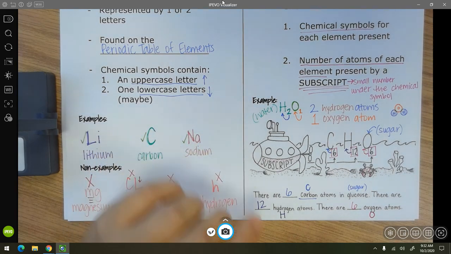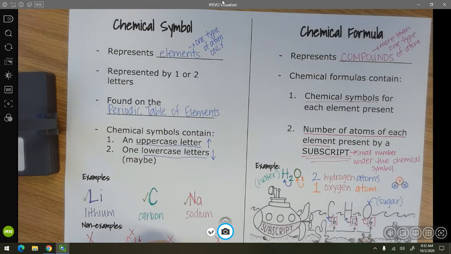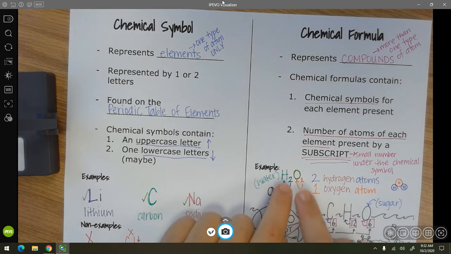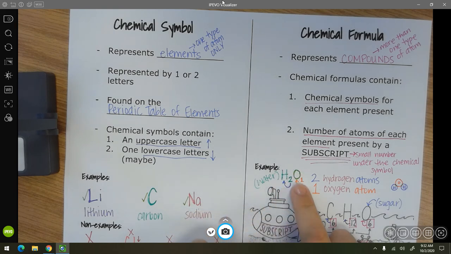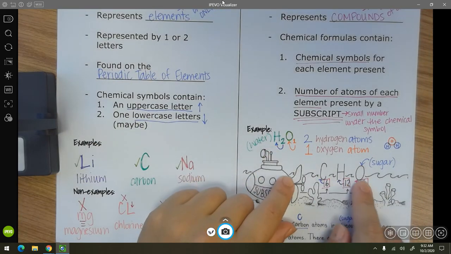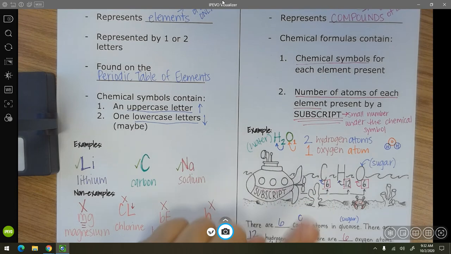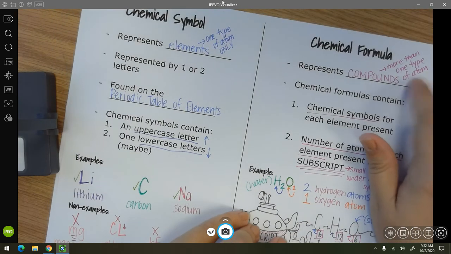The easiest way to remember and see if it's a chemical symbol or a chemical formula is to notice how many capitalized letters it has, okay? If it only has 1 capitalized letter, then that's just going to be a chemical symbol. If it has multiple, like this one has 3 capitalized letters and this one has 2 capitalized letters, then that means that it's going to be a chemical formula because there's more than one type of atom.